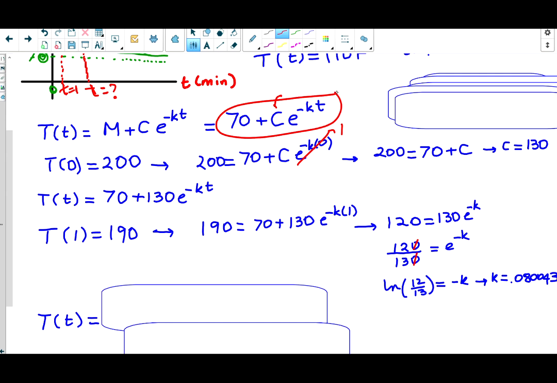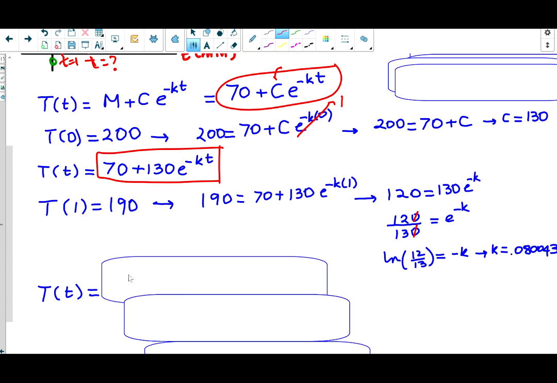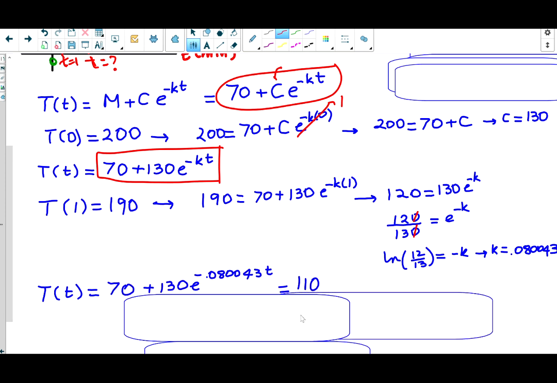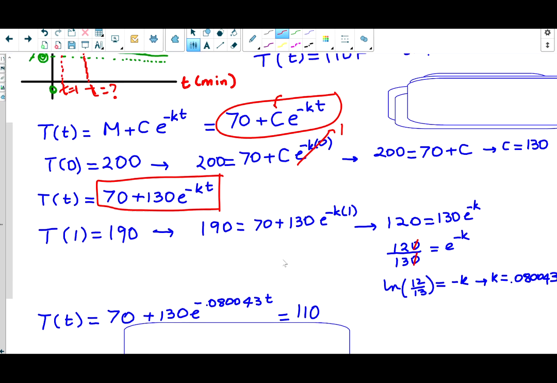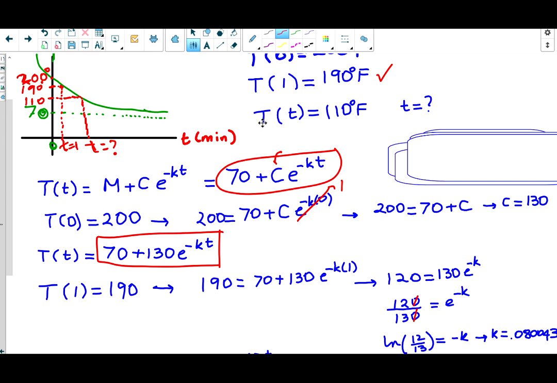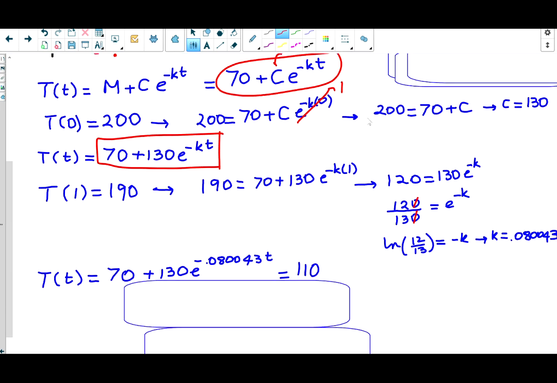Okay, so we know c. Actually, let's go back to this one where I already entered the c, right? So now let's also enter the k into this equation. So the temperature at any given time equals 70 plus 130 times e to the negative, the value we just got, times t. And why am I setting it equal to 110? Because the question was, figure out at what time is this cup of coffee equal to 110 degrees? That was the question, right? That's why I'm setting it equal to 110.